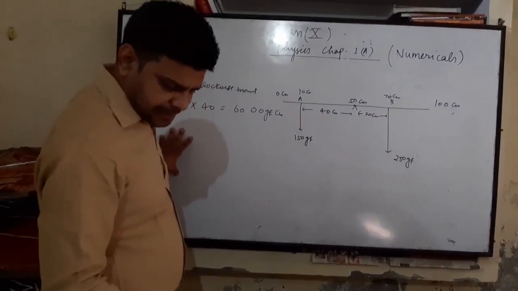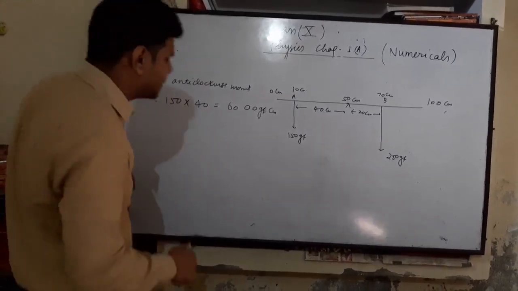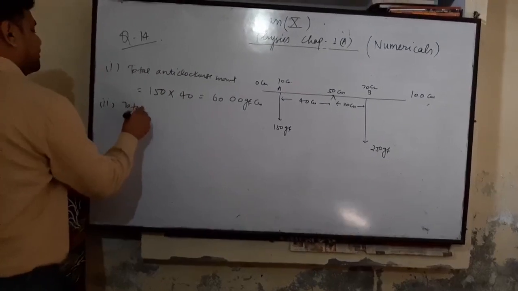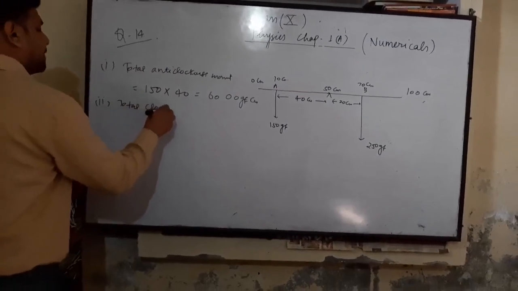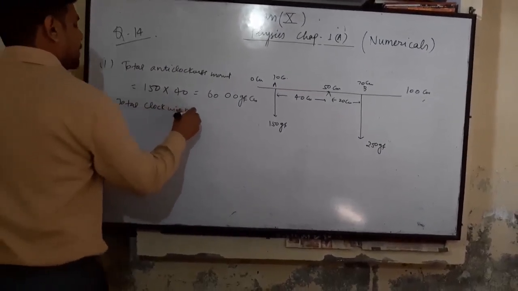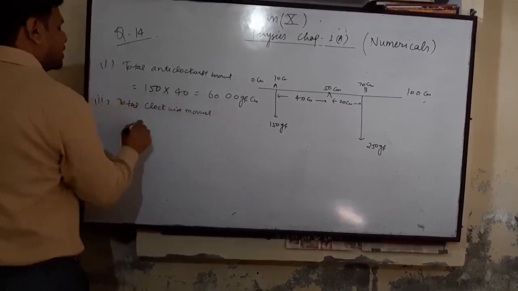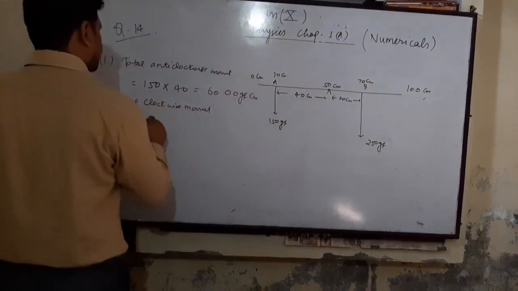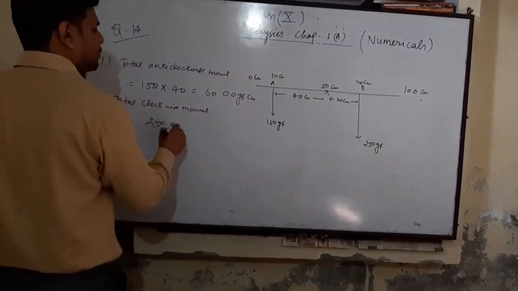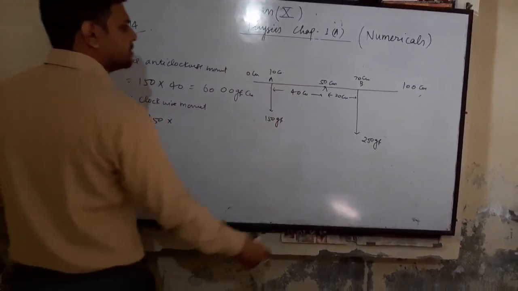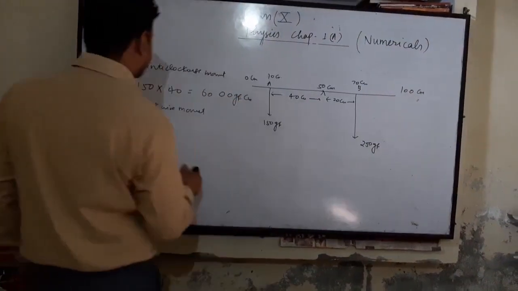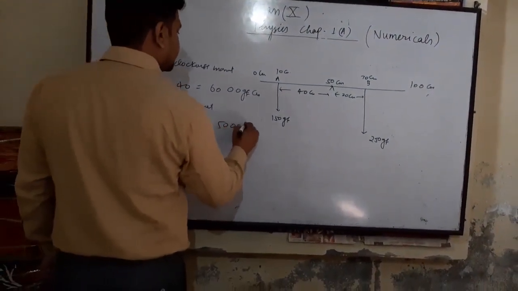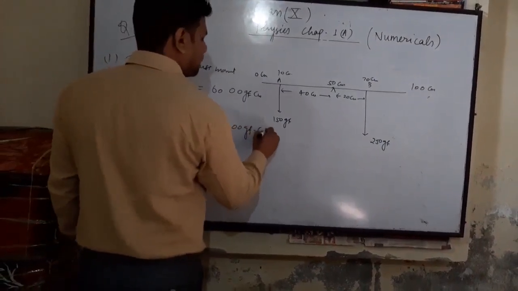In the second part, total clockwise moment about O. Clockwise moment is due to this force, 250 gram force. 250 into the perpendicular distance between the line of action and the axis of rotation, which is 20 centimeter, gives 5000 gram force centimeter.